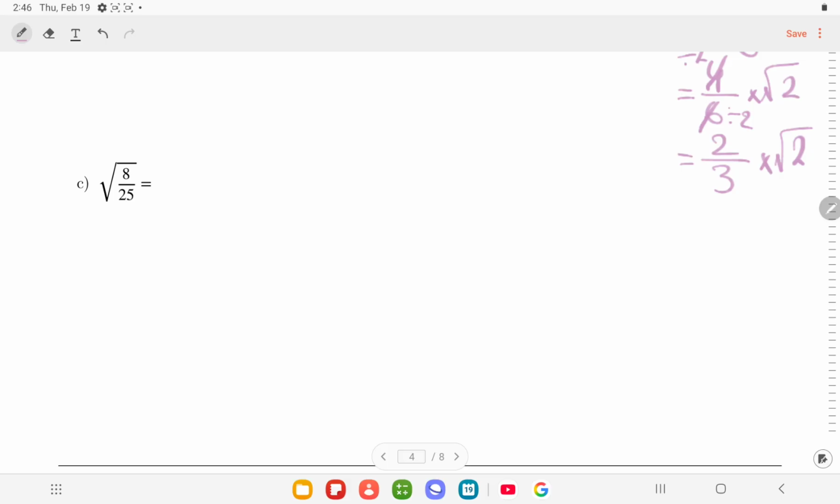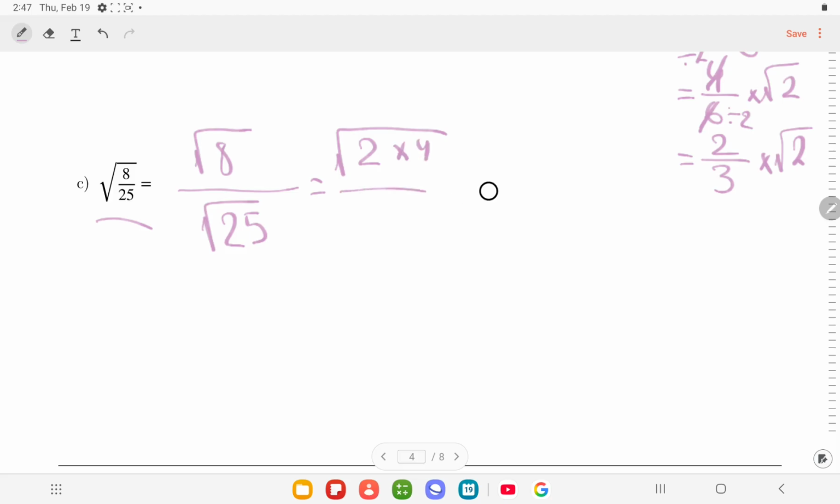And one more question. Hopefully, the more practice you guys do, it'll get easier. So let's do this one. The same idea. It can be written as root 8 over root 25. And root 8 is not a perfect square, but it is divisible by 2. 8 is divisible by 2, so we can rewrite 8 as 2 times 4. And then the root of 25 is a perfect square, so we can write that as 5 squared. And we can rewrite our numerator.